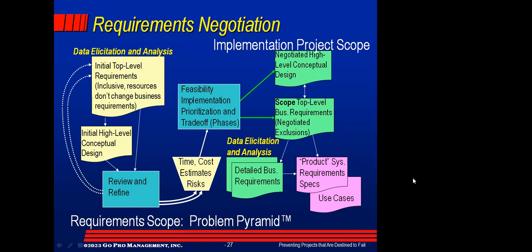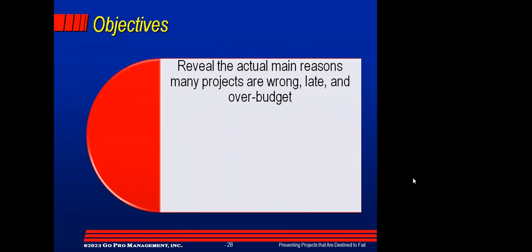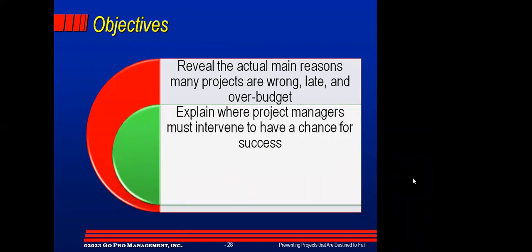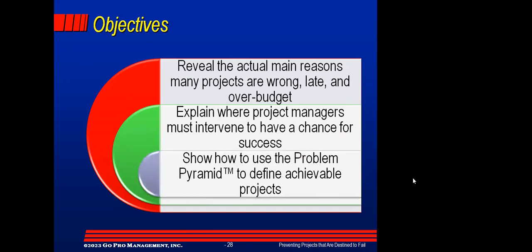So, going through an awful lot quickly, hopefully you've seen what I consider the real reason many projects are late, wrong, and over budget, because their budgets and definitions of the product and schedule are wrong and impossible. And if you're going to have a chance for success, you've got to intervene before you are stuck with a project that is destined to fail. And I think you will find that using the problem pyramid can dramatically increase your ability to do this.